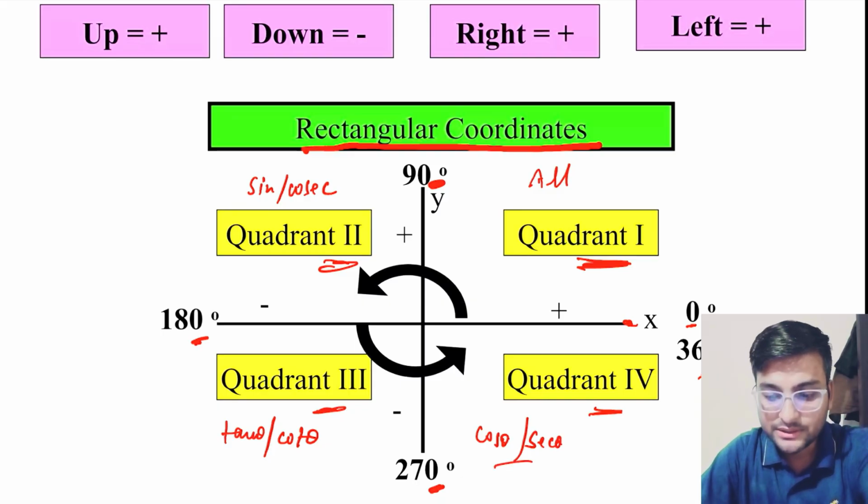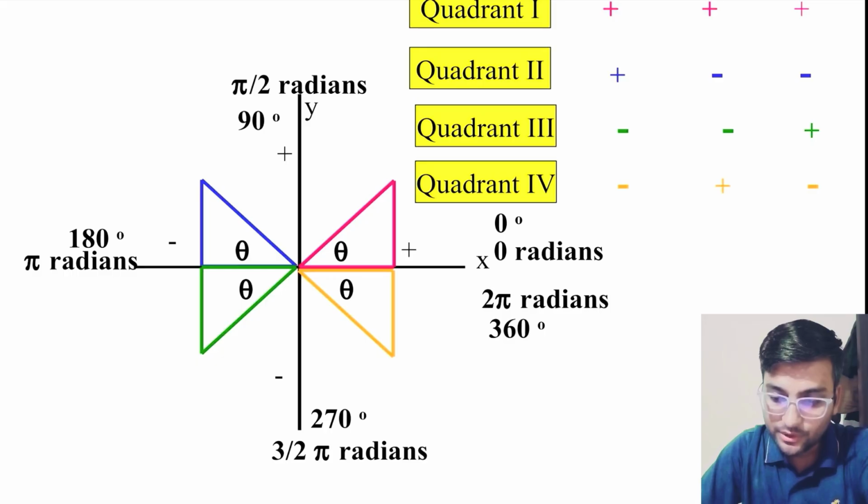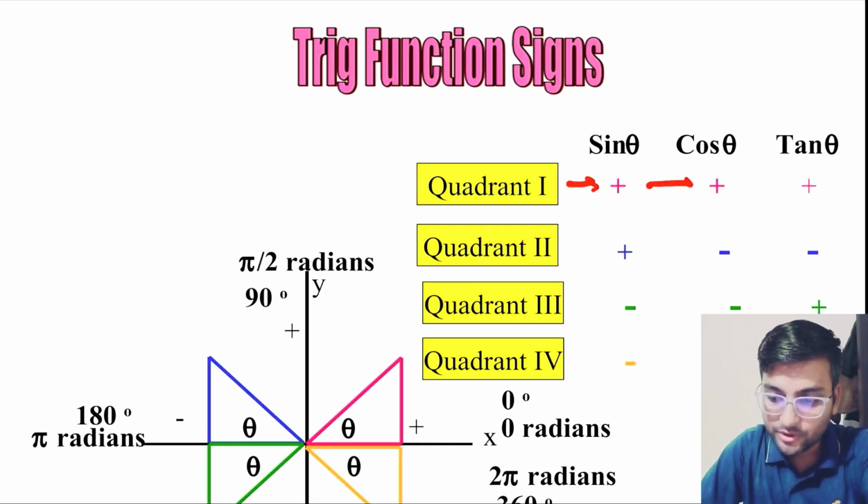Okay, so the next slide is also discussing the same thing. See here, in the first quadrant sine is positive, cos is positive, tan is positive, all are positive. In the second quadrant only sine is positive, and these two are negative. In the third quadrant sine and cos are negative, and in the fourth, tan is positive.